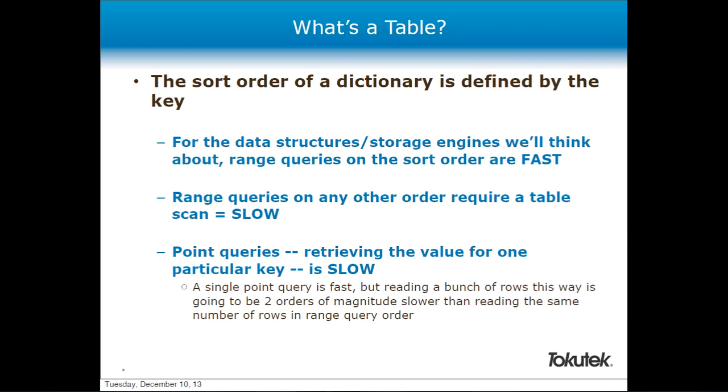Now, the sort order of a dictionary is defined by the key. So for the data structures and storage engines, what we could think about is that range queries on the sort order are going to be fast. Range queries on any other order are going to be slow because they require a table scan, and scanning the entire table is slow. And point queries, which means retrieving the value for one single particular key, that's slow. I just want to make a quick point here in that a single individual point query is fast, but reading a bunch of rows this way is going to be 2 orders of magnitude slower than reading the same number of rows in range query order.